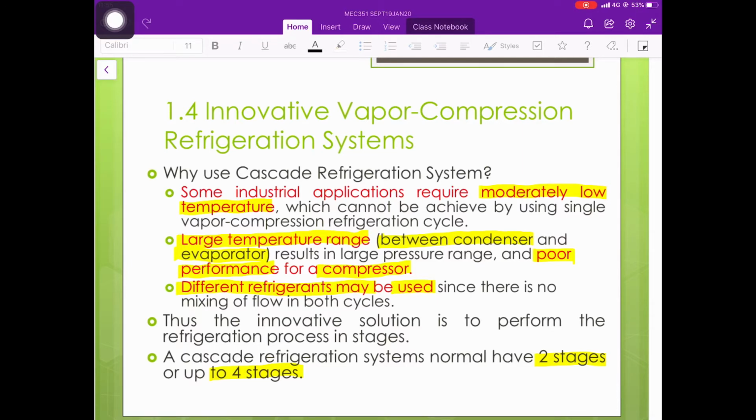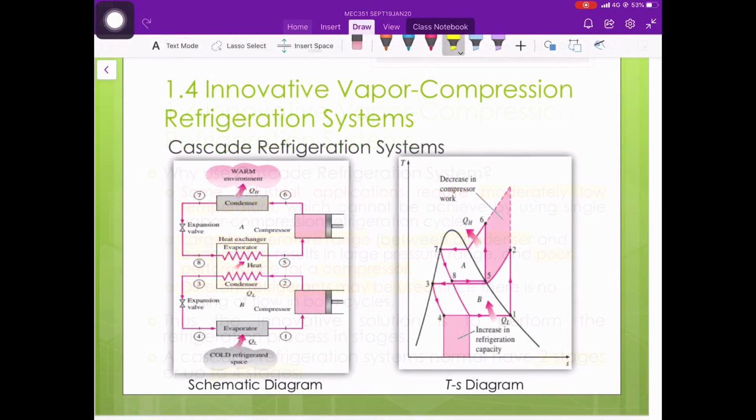Thus, one of the solutions is to perform the refrigeration process in stages or in cascading manner. Normally, cascade refrigeration system operates between 2 to 4 stages. The schematic diagram shows the devices and how they link. For the TS diagram, the phase of each state is shown in detail.